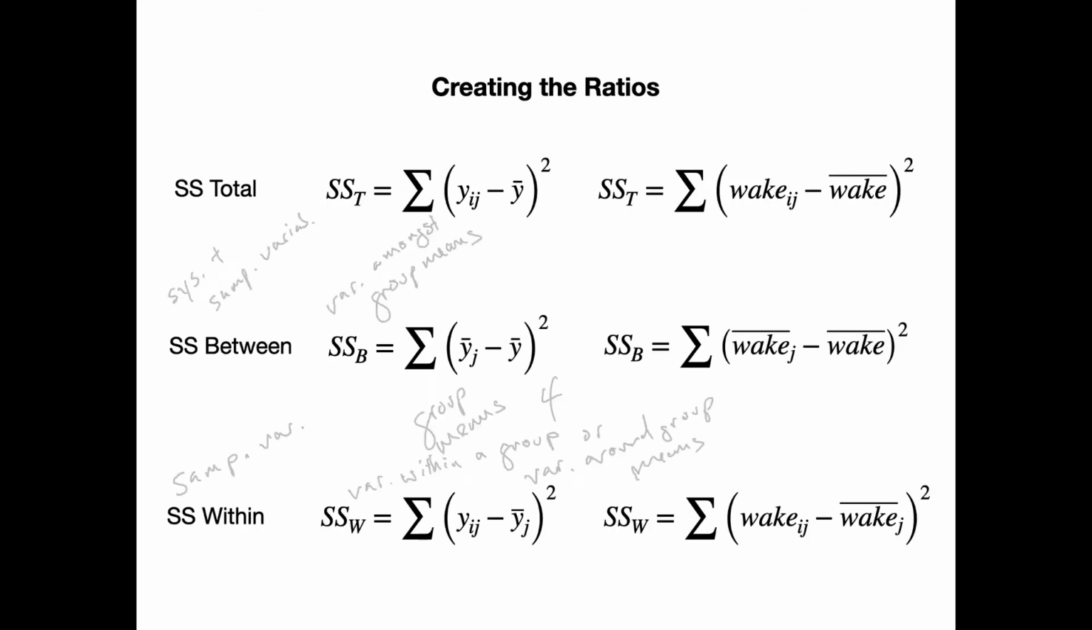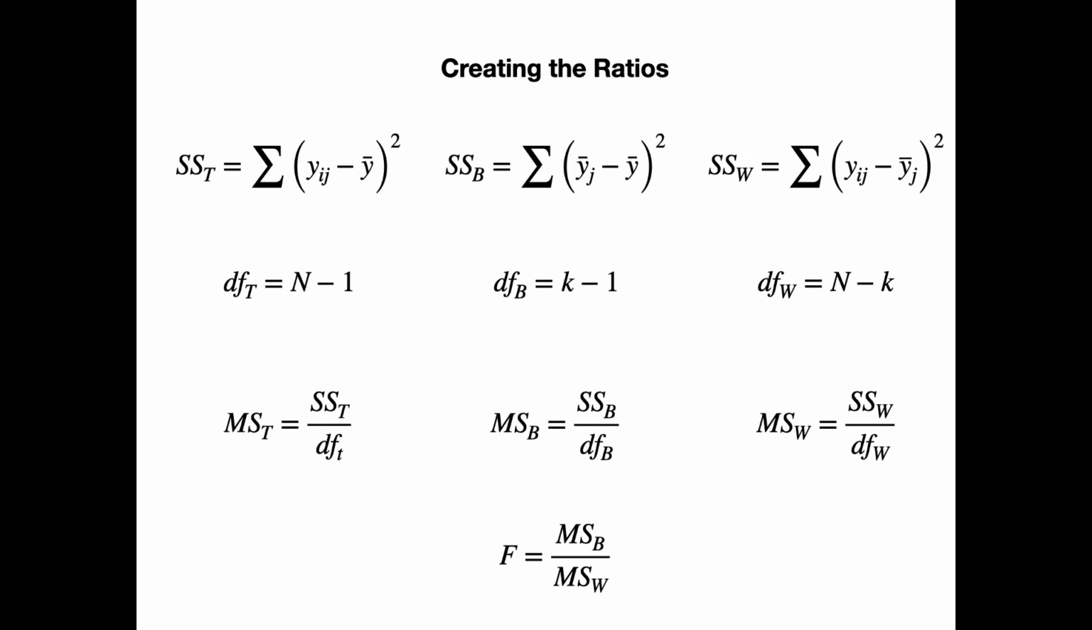If we scoot ahead in the slides and look at how we create that ratio, here's our F down here. This is what we're building to. F is equal to the mean squares between over the mean squares within. This is the ratio of the between group variance to the within group variance. The way we get the between group variance is we take the sums of squares between, the thing we just talked about on the last slide, and divide it by the degrees of freedom between.